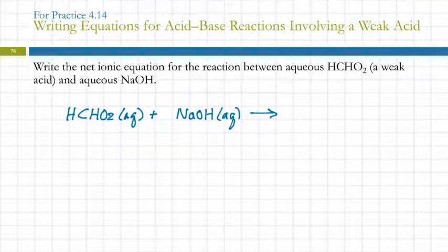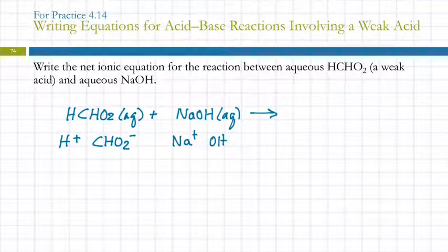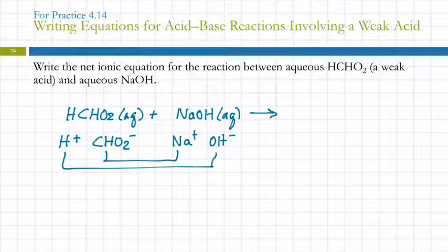And then we have to predict what's going to happen when these separate and switch partners. So swapping partners does not depend on whether it's strong or weak. We're still going to see if the partners exchange, because this is a weak acid, but it does ionize a little bit, and so there are hydrogen ions present. So this is H plus ions and CHO2 ions, sodium ions, and hydroxide ions. And we're going to swap the partners and see what happens.